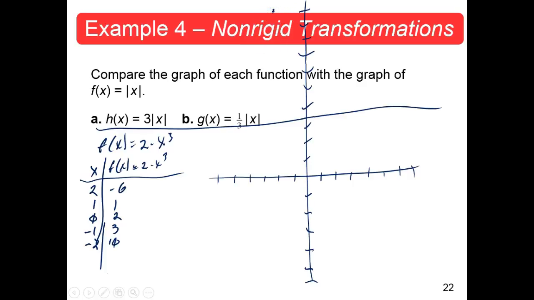Next. Why did I start there? I don't know. Positive 2 is negative 6. 1, 2, 3, 4, 5, 6. That's down here. 1 is 1. That's right there. 0 is 2. That's right there. Negative 1 is 3. That's right there. And negative 2 is 10.